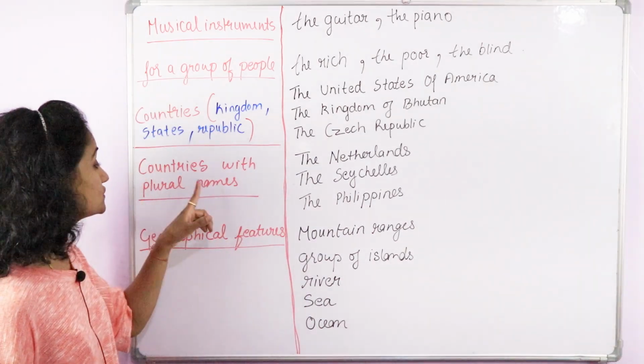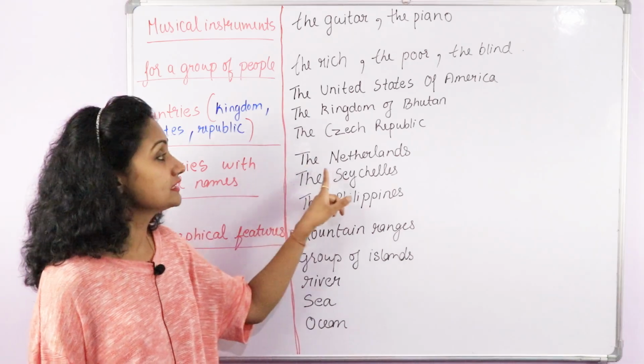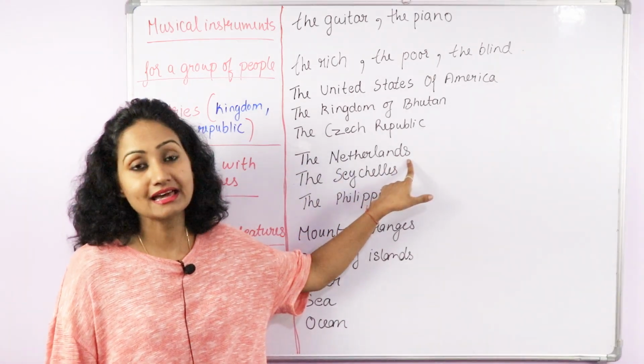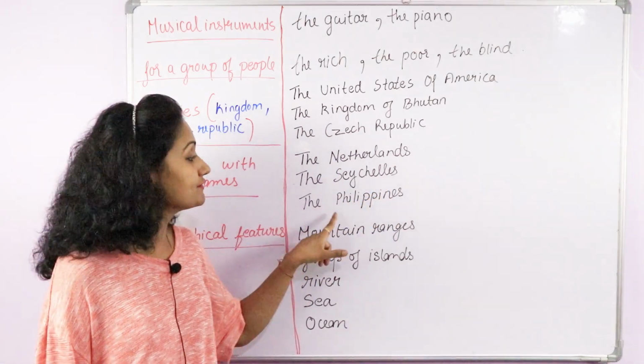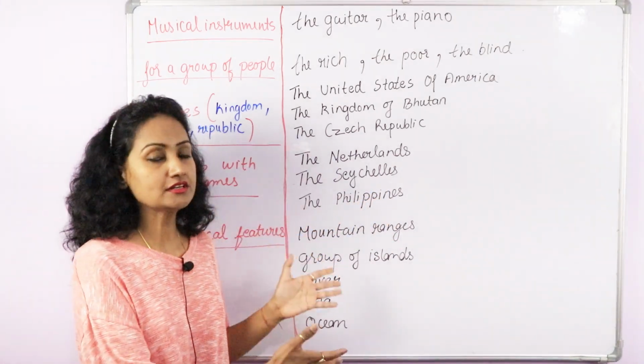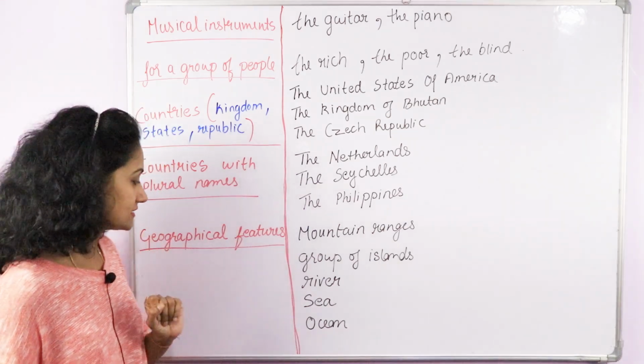Next is countries with plural names, like the Netherlands. There is an S at the end. The Netherlands, the Seychelles, the Philippines. So here you will use the article.